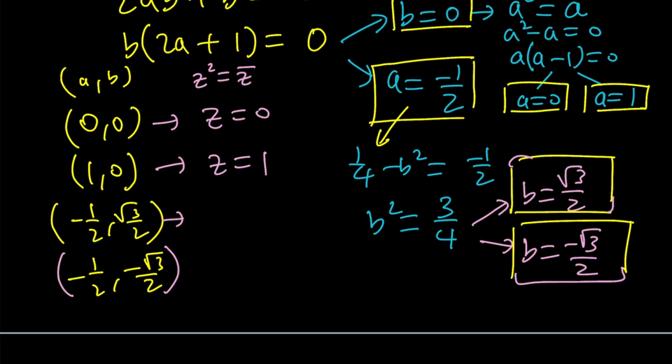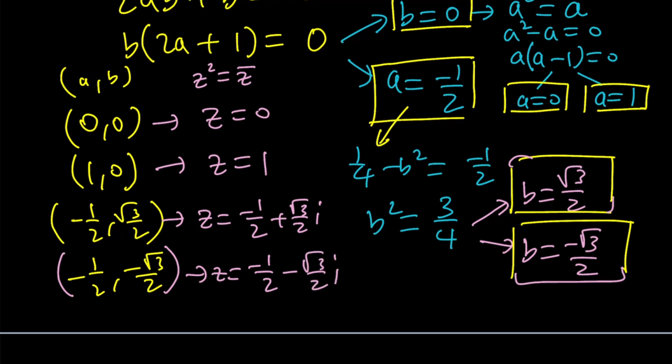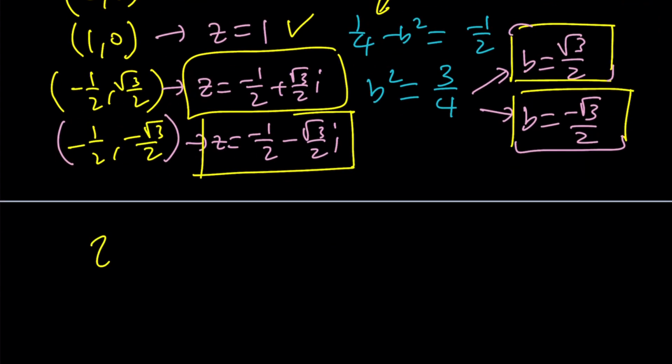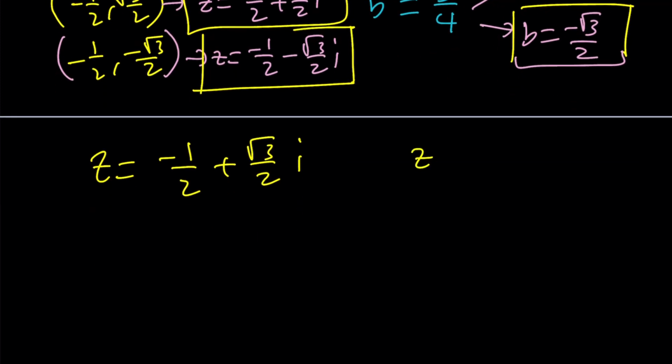Okay, what about this one? Z is equal to negative 1/2 plus root 3 over 2 i, and z equals negative 1/2 minus root 3 over 2 i. I have a feeling if the first one works, the second one will also work. But now let's go ahead and check these. I'll go with the first one first, because if the first one works, the second one will probably also work. Okay, let's check this against our equation.